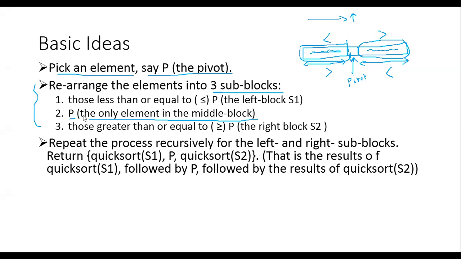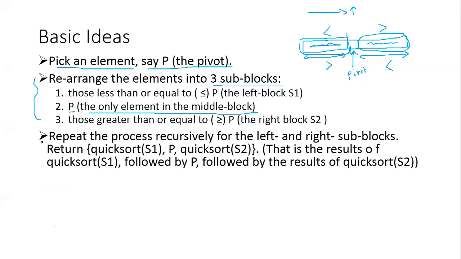So let's see what's given over here. Those less than or equal to P and greater than or equal to P. Fine. Now this third point is important. The third point says to repeat the process recursively for the left and right subblock. Return quicksort of S1, then P, then quicksort of S2. That is, the result of quicksort S1 followed by P followed by the result of quicksort S2.